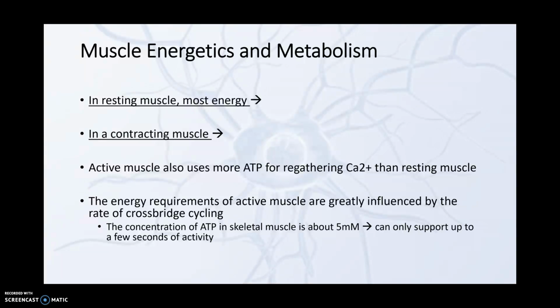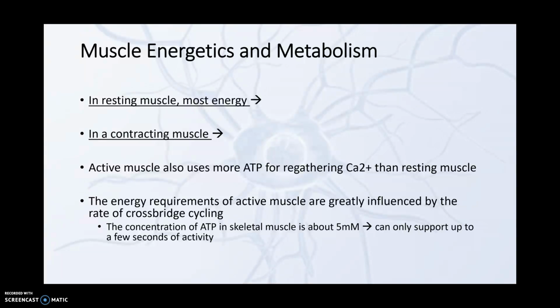But still, that remains resting membrane potential. It still helps maintain its negativity because we're taking 3 positives out and only bringing 2 in, giving us a net loss of 1. So in a contracting muscle, the sodium-potassium pump uses ATP at a higher rate because it must counteract the additional ionic movement resulting from the action potential. Active muscles also use more ATP for regathering calcium than does the resting muscle. The energy requirements of active muscle are greatly influenced by the rate of the cross-bridge cycling.